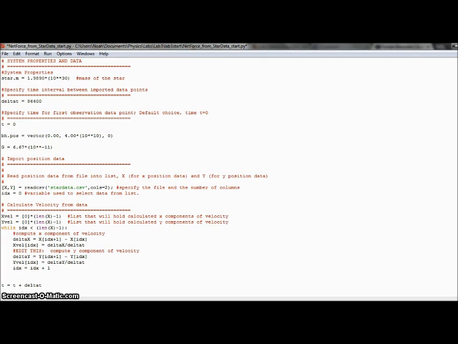I started by inputting the data that we were given in the WebAssign. That is the mass of the star, delta t, and the position of the black hole. I then input the universal gravitational constant. I changed the name of my CSV file so it would match the name of my code. The next thing I had to change was this section.